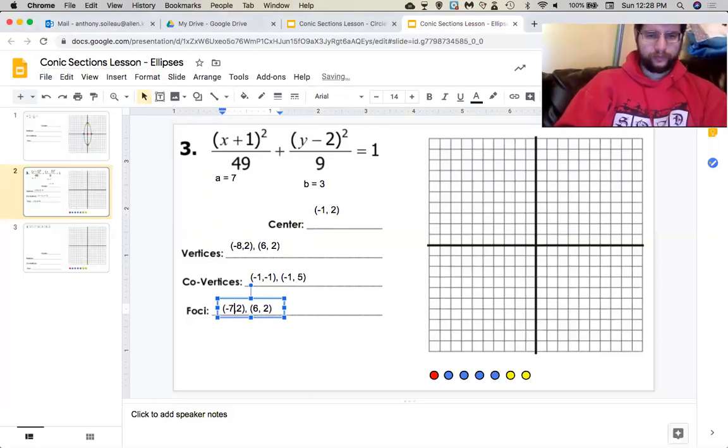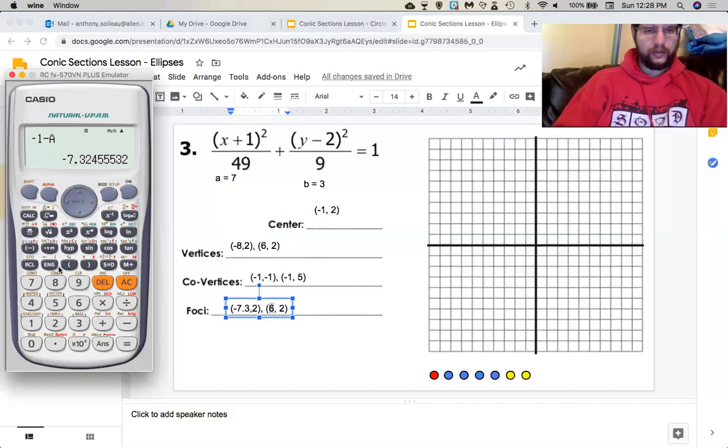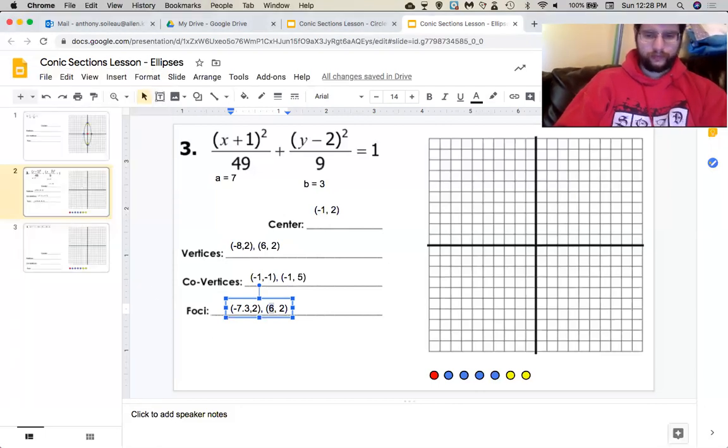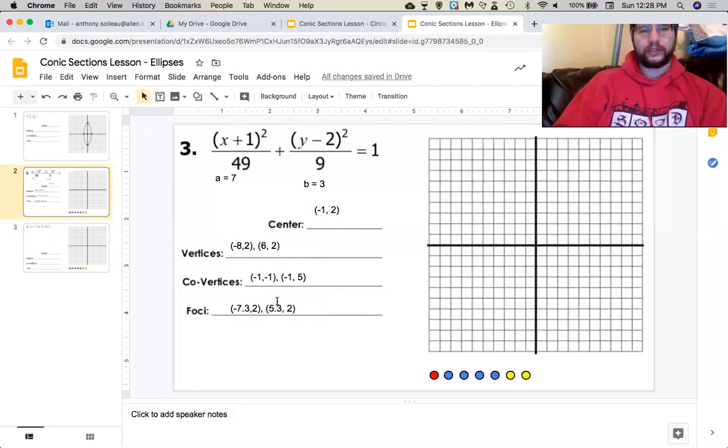-7.3. And if I add that, I guess it's going to give me something similar, 5.3. And that's how you calculate your foci. But again, if you don't put your foci, that's all right.